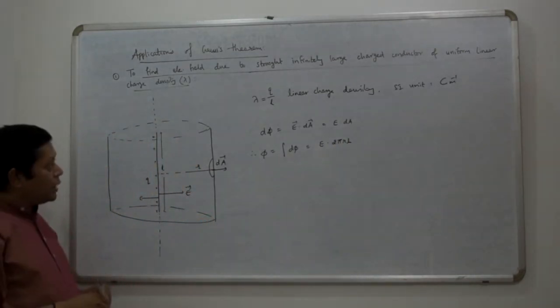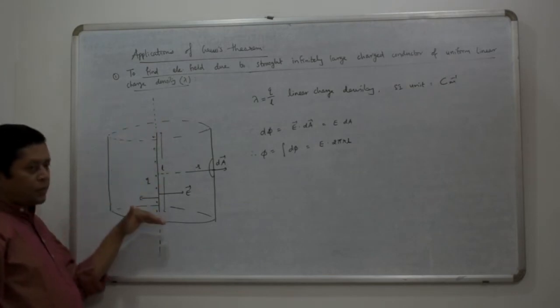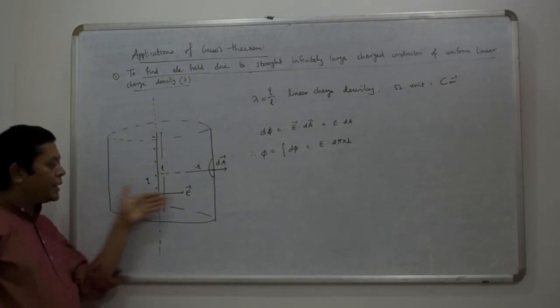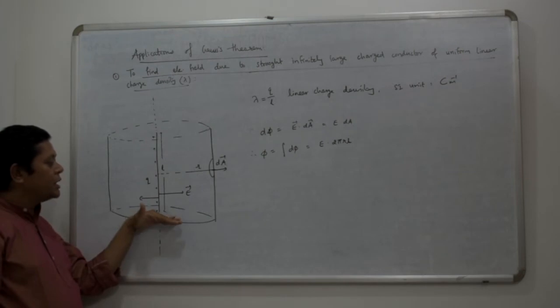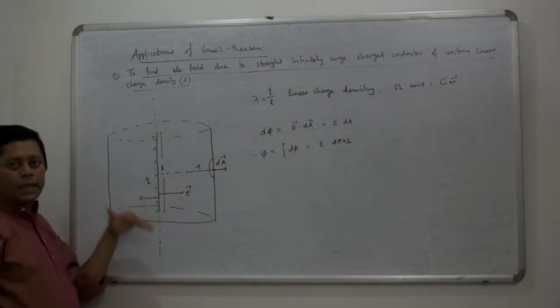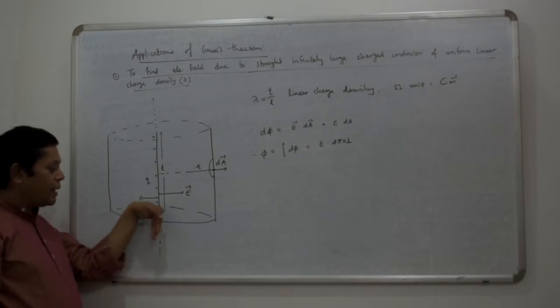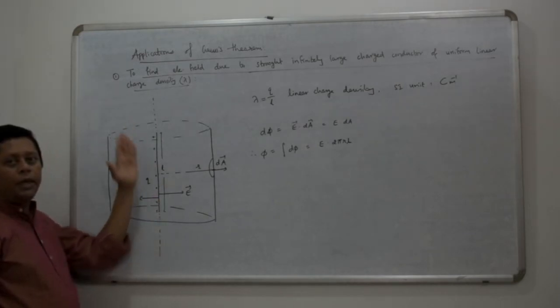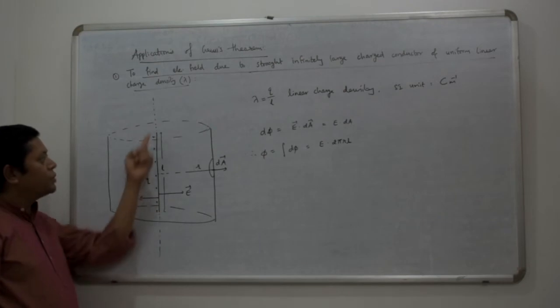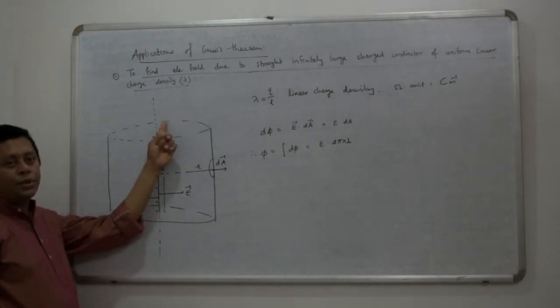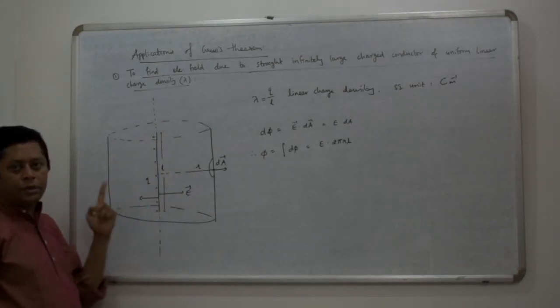You consider only the curved surface, not the circular end surfaces, because the electric field is radially outward. For these circular surfaces, the electric field is parallel to the surface, so the angle between the area vector and the electric field is 90 degrees. So for these two surfaces, the flux will be 0. So flux is only due to the curved surface.